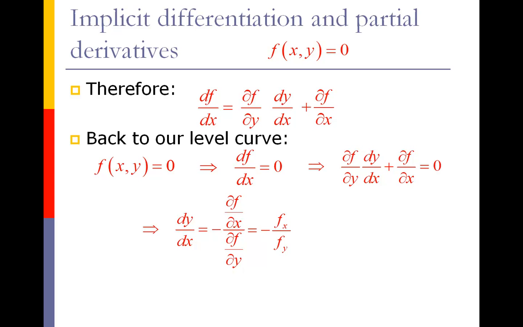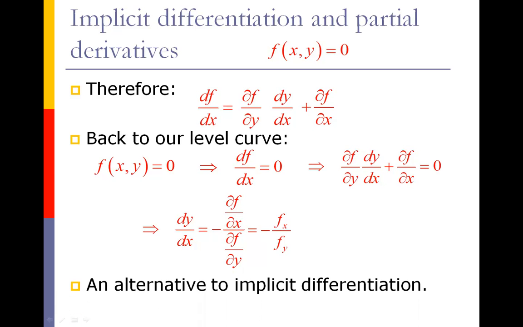Now, I've gone through a lot of details, technical stuff and so on, so you may want to rewind and look at it all over again. But basically the long and the short of it is that we have developed an alternative method to implicit differentiation in order to find the slope or the rate of change of a curve, say, that describes an implicit relation between x and y.